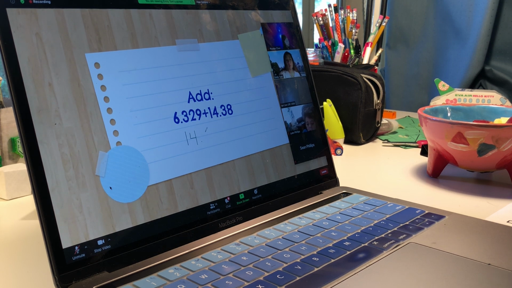Straight down. 14.38. So the 6 has to go right here. 3, 2, 9. Add it across, and that's what you get. Awesome! Now I have another one where I only need 1.